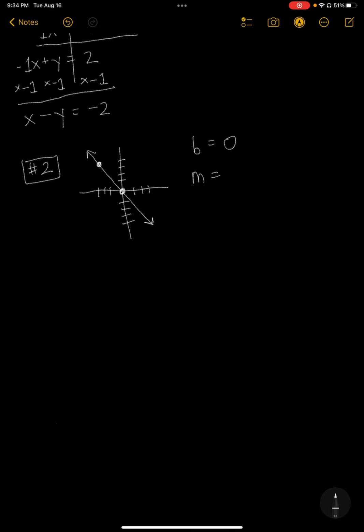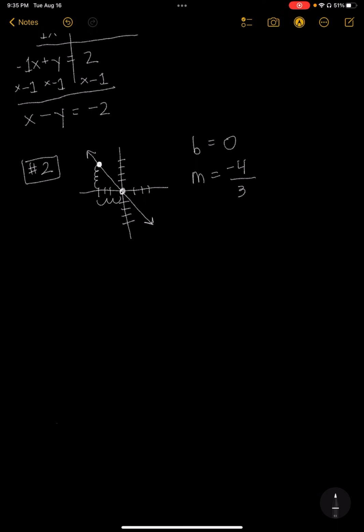So from the leftmost point, it looks like I have to go down 1, 2, 3, 4, and so that means my rise is negative 4 because I had to go down 4, and then my run is 1, 2, 3.